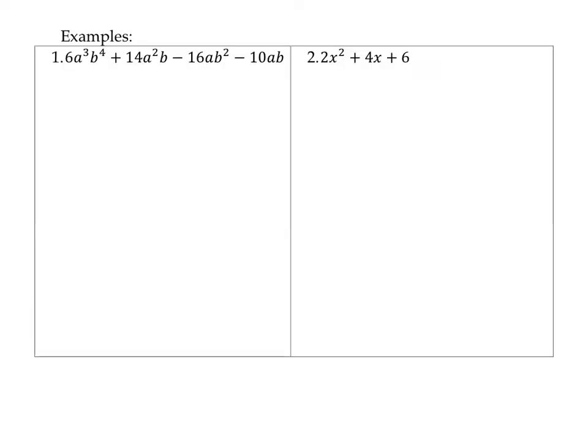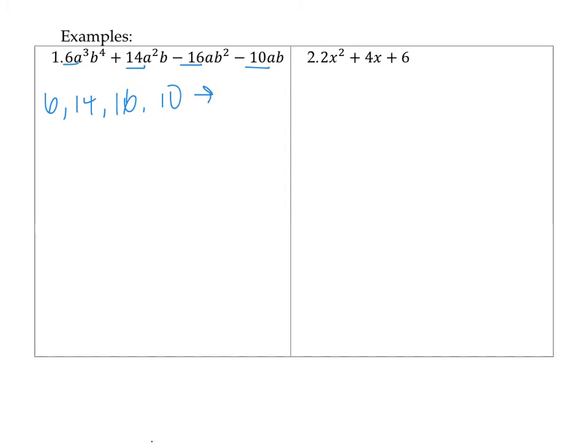So now we're going to do some example problems together. The first example is 6a cubed b to the 4th plus 14a squared b minus 16ab squared minus 10ab. Okay, so let's just look at all of our plain coefficients first. We've got 6, 14, negative 16, and negative 10. I'm just going to write the numbers. I'm not going to worry about their signs because, again, our greatest common factor is not going to be a negative number. So we've got 6, 14, 16, and 10.